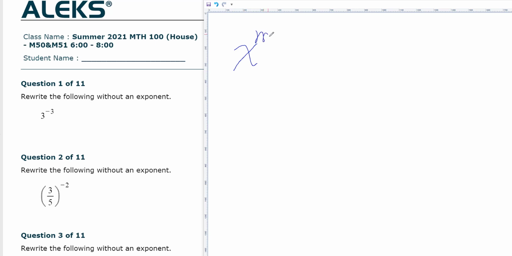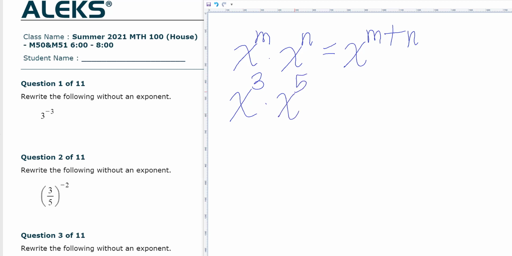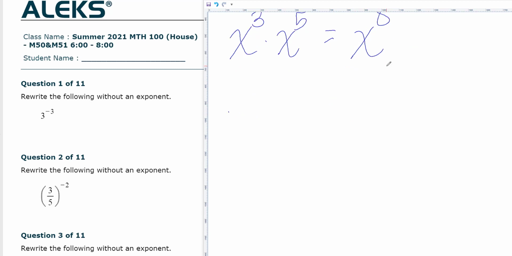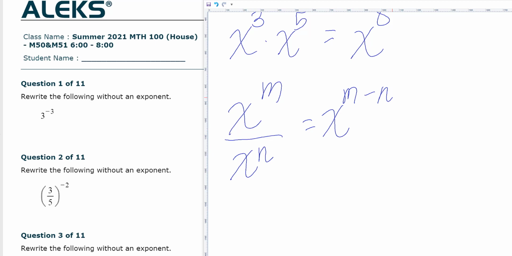X to the m times x to the n is x to the m plus n. That is, whenever you have bases that are alike that are being multiplied, you add the exponents. Whenever you have bases that are alike and there is division, you subtract the exponents. So this is the rule I want us to focus on for just a minute.